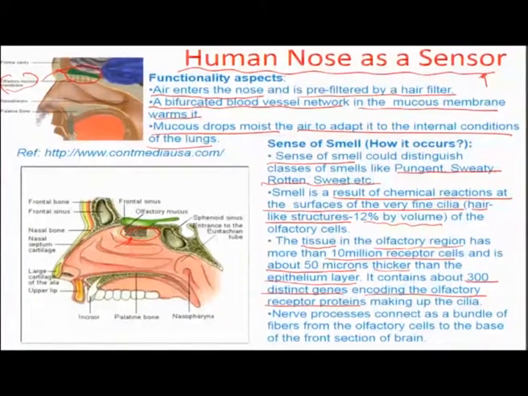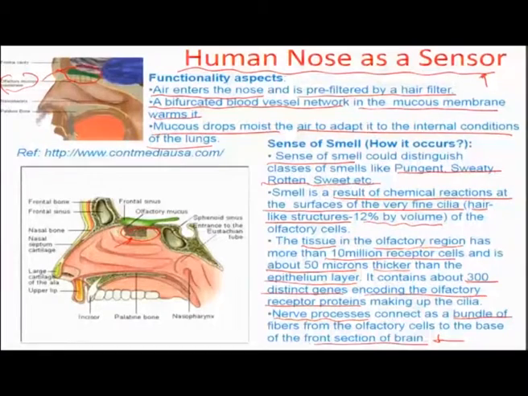So basically the chemical reactions which happen on the surface of such cilia are in terms of some charge transfer or charge release, which then goes through our nerve processes as a bundle to the front section of the brain, and the brain indicates what kind of smell it is, whether it is too pungent or too sweaty, and so on and so forth.